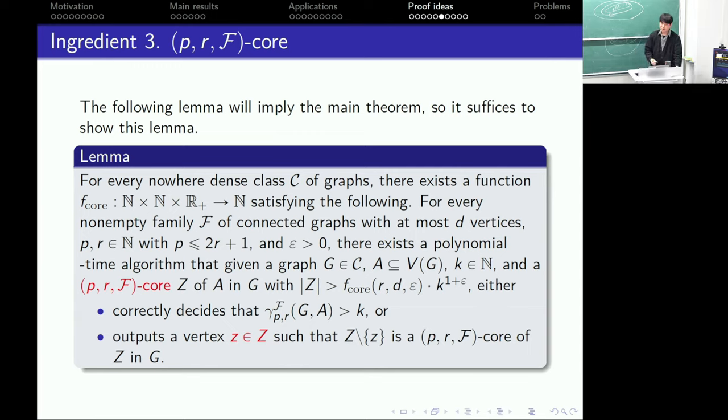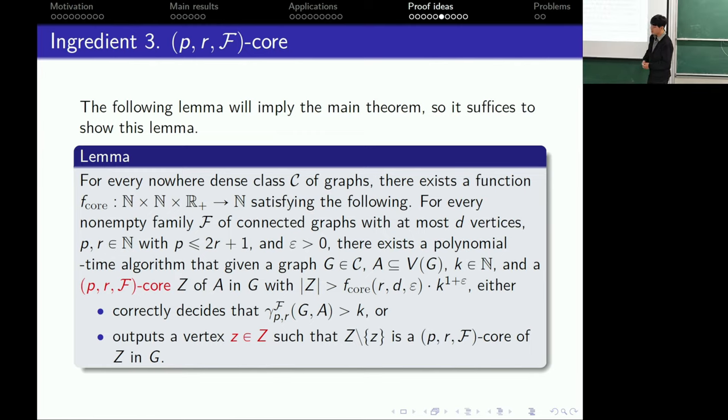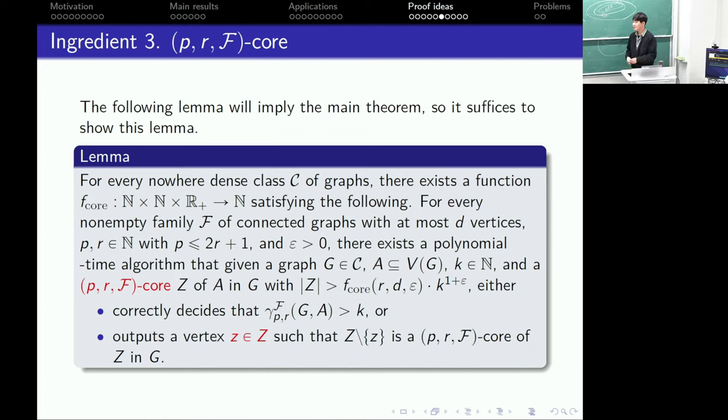So now, to show the main theorem, it suffices to show this lemma. Since we move on to the annotated version (G, A, k), A is a trivial core of A, right? If we cover A, then it covers A, right? So starting from the trivial core A, we are going to shrink the size of the core by finding some specific vertex z, so that G delete z is still a core of the previous set. So to show the main theorem, it suffices to find that specific vertex to shrink the core.